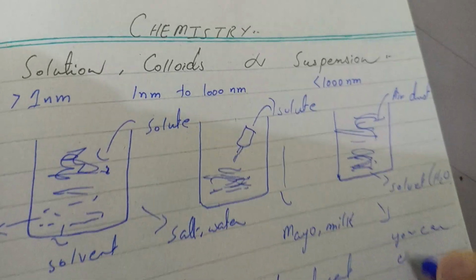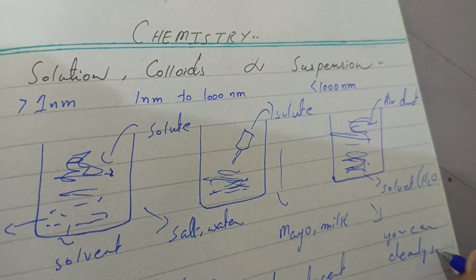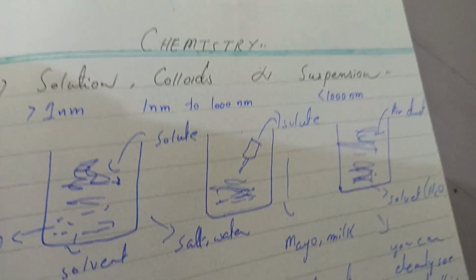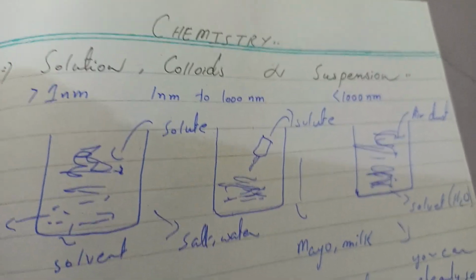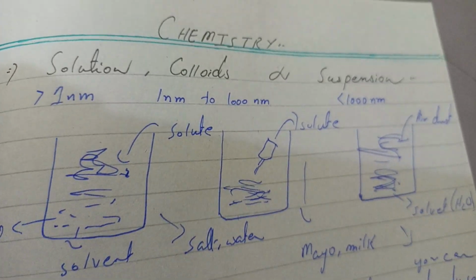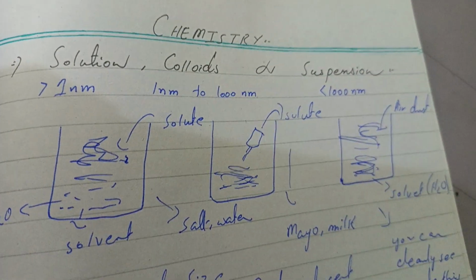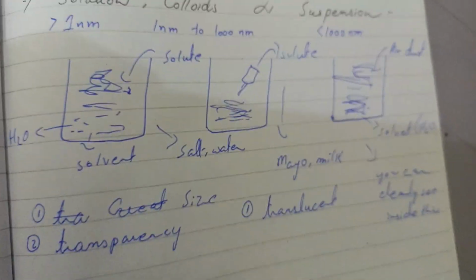You can clearly see inside this. But if we talk about the throughness, can you see through that? So in both of the terms, in colloids and suspension, you cannot see through them, but in the true solution you can.